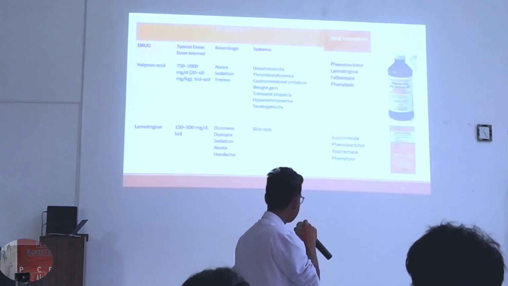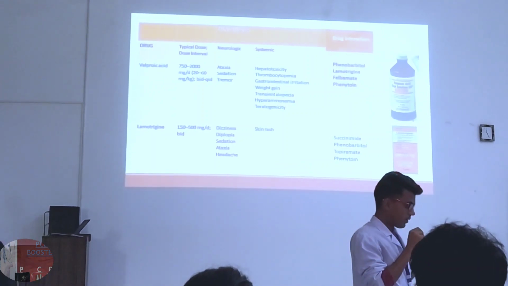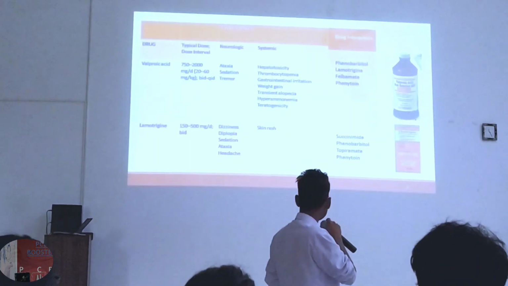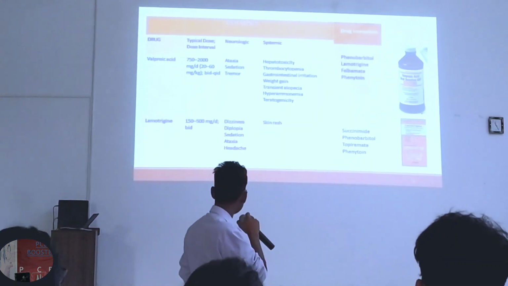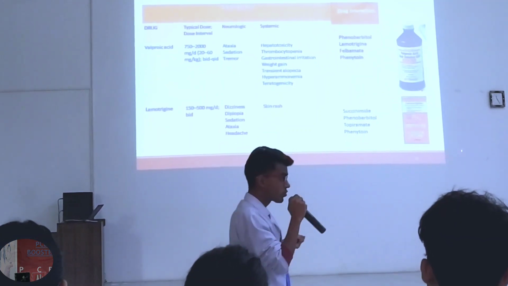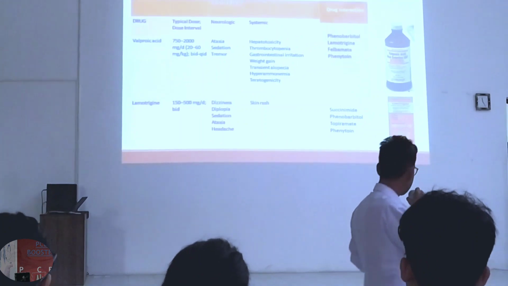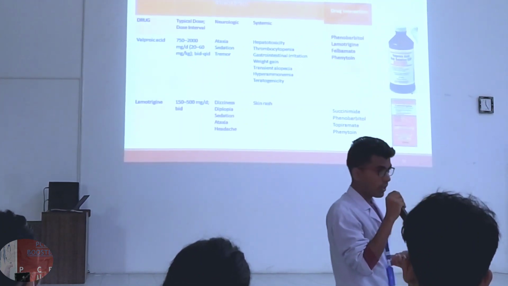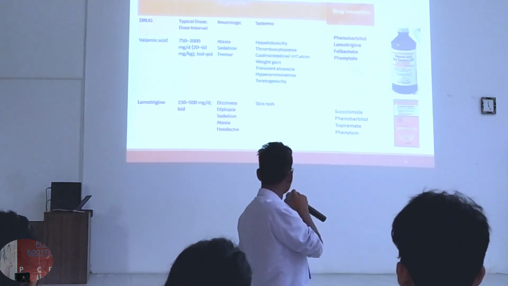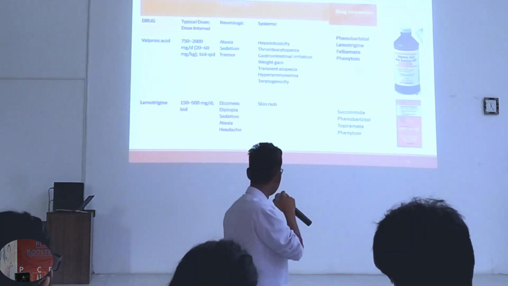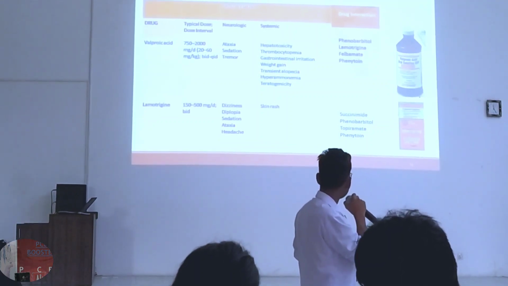Similarly, valproic acid is the most broad spectrum anti-epileptic drug, but the most important side effect we have to consider is teratogenicity. So it should be avoided in pregnancy, as it will lead to neural tube defects. And again other side effects like hepatotoxicity, ataxia, sedation, like this.